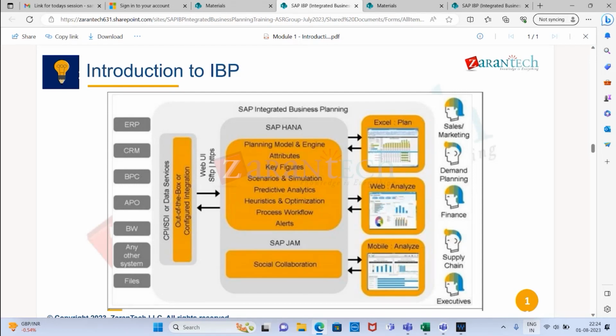So I would like to ask a few questions related to the planning process, as to how the planning process works in your organization.